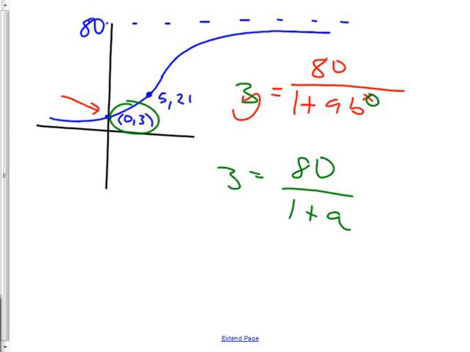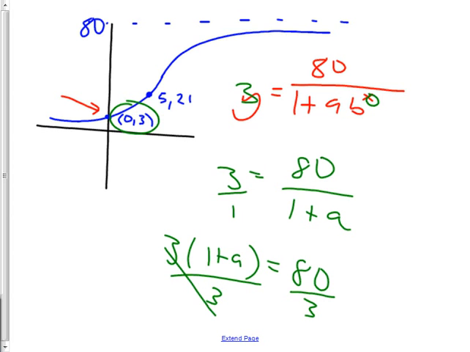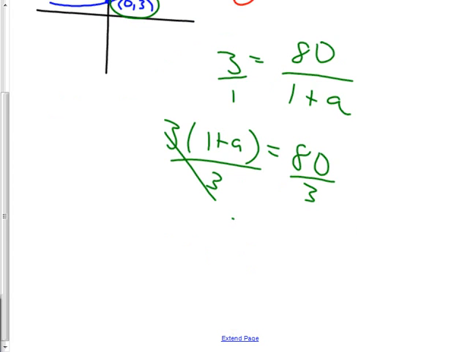Then I'm going to move the 1 plus a. Multiply it up here. This times this is cross multiplying. 3 times the 1 plus a equals 80. And this is a smarter way than distributing the 3. The 3 being distributed will make it much more painful. I'm dividing by 3 on both sides. And now I have 1 plus a equals 80 over 3.